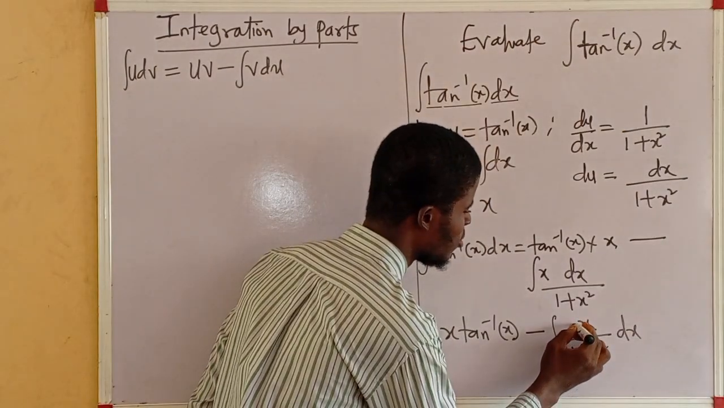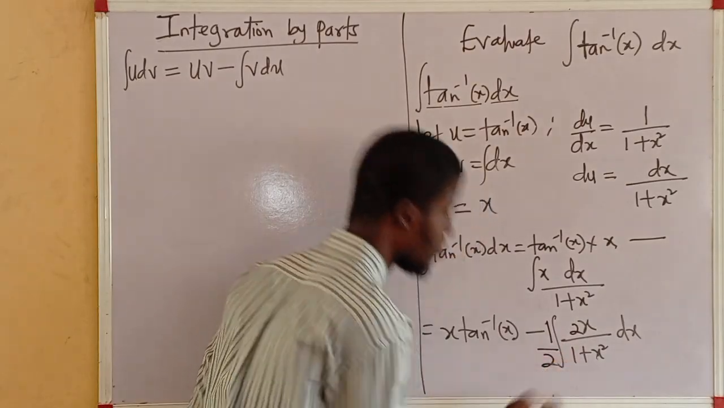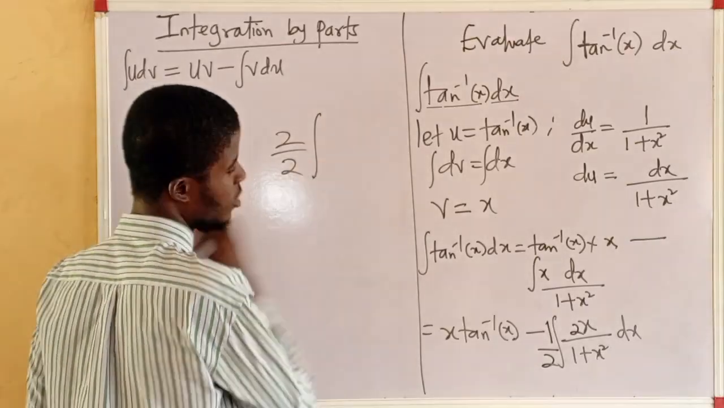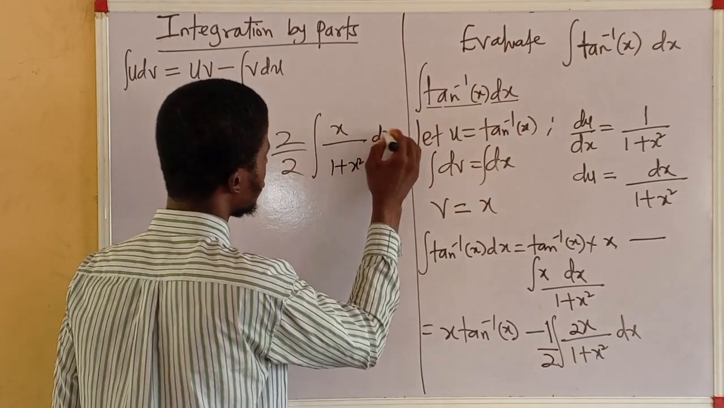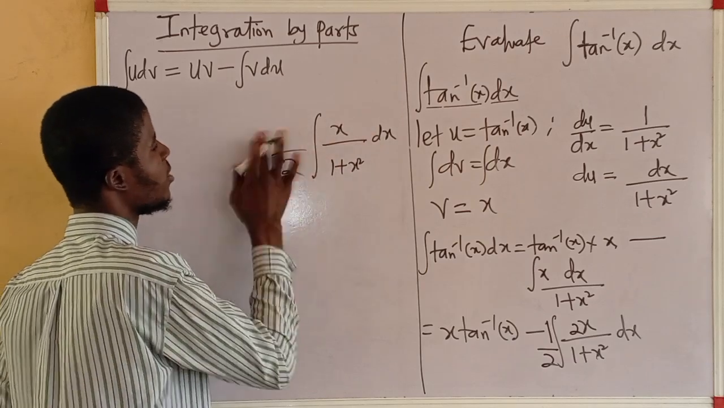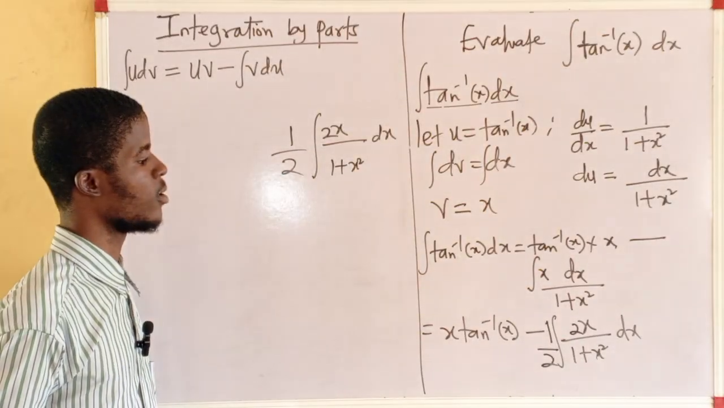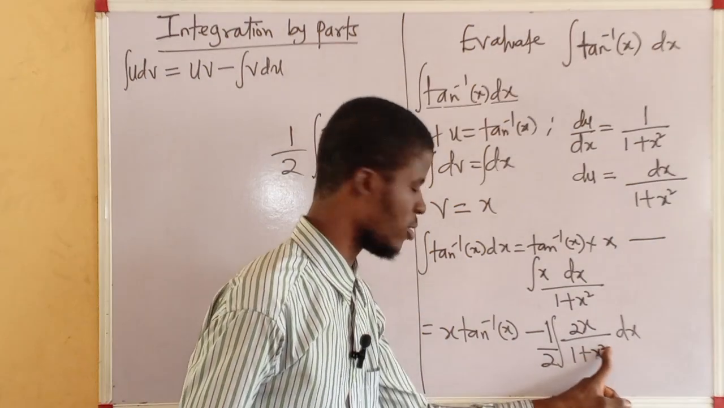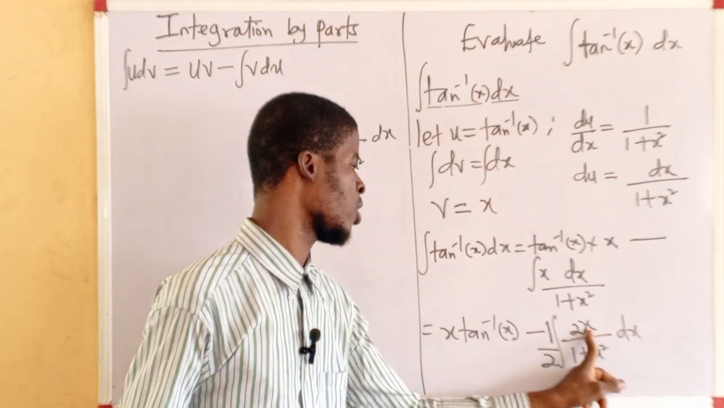If I multiply this by 2, I'll bring 1 over 2 down. See, 1 over 2 times 2 over the integral of x all over 1 plus x squared dx. So this 2 can go inside, remaining 1 here. That's all. So 1 plus x squared, the derivative of this with respect to x, is now equal to 2x, exactly what is at the numerator.